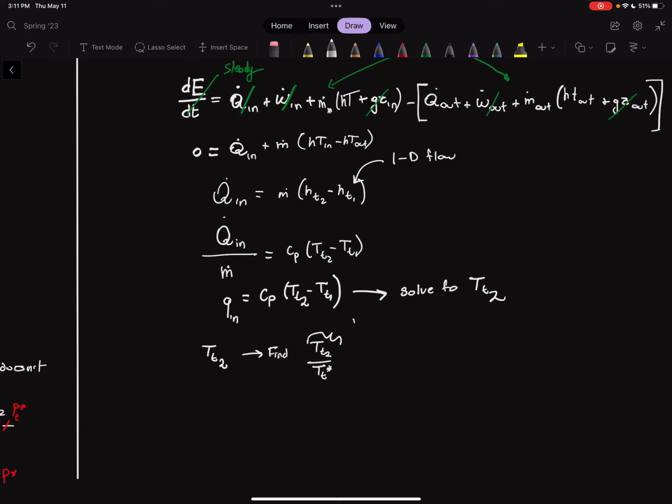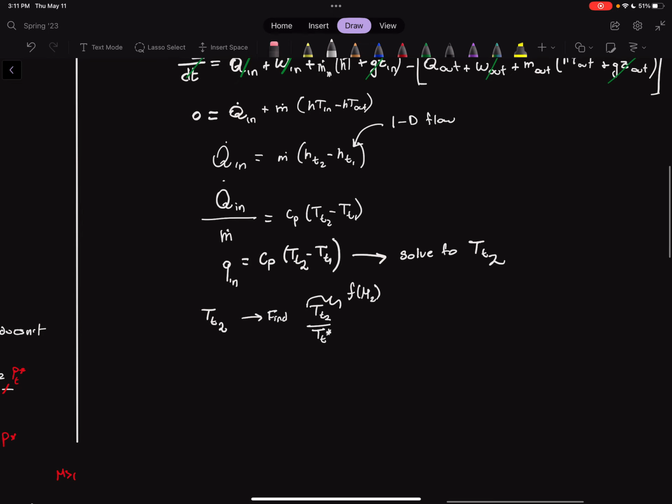You don't know TT star, but you can decompose this ratio like that: TT2 over TT star equals TT2 over TT1 times TT1 over TT star. Since you have solved for TT2, you have both TT1 and TT2. And the other one is a function of the Mach number. Exactly, and this one comes from the tables at M1 equals 0.5.